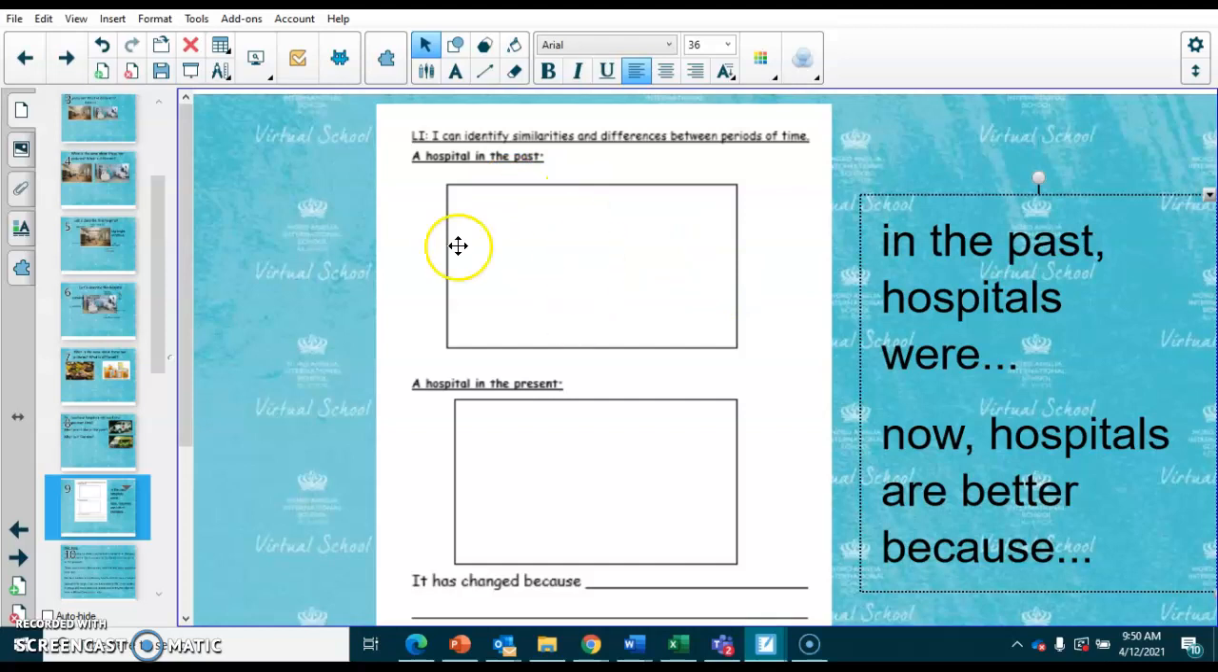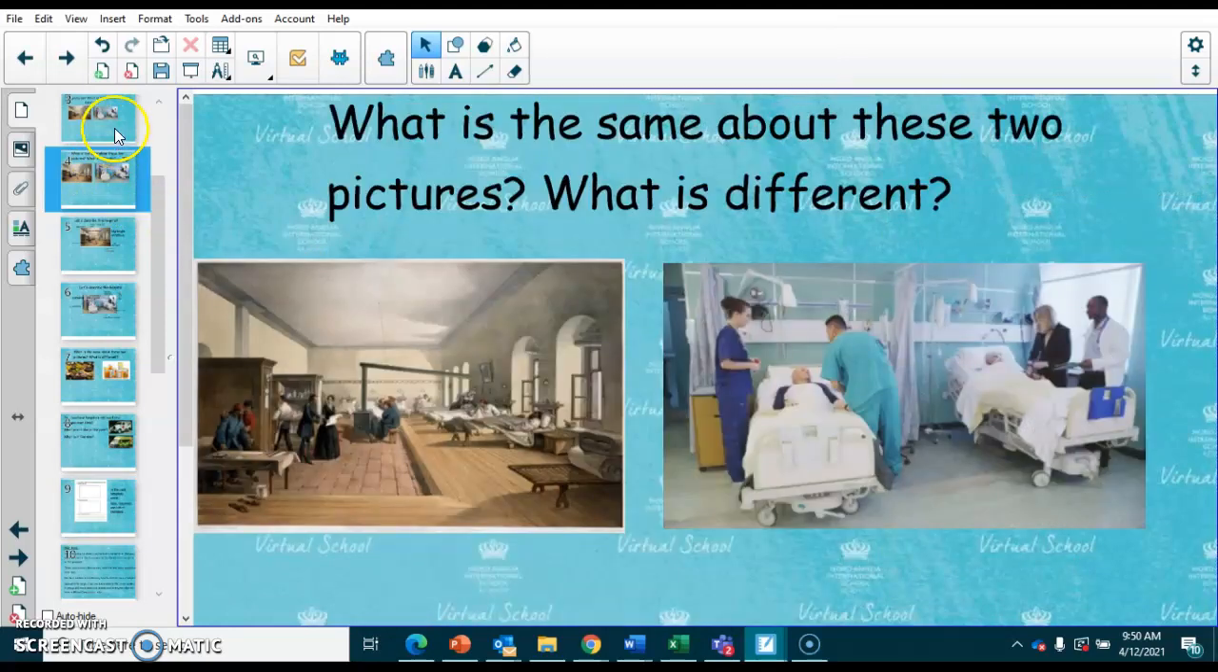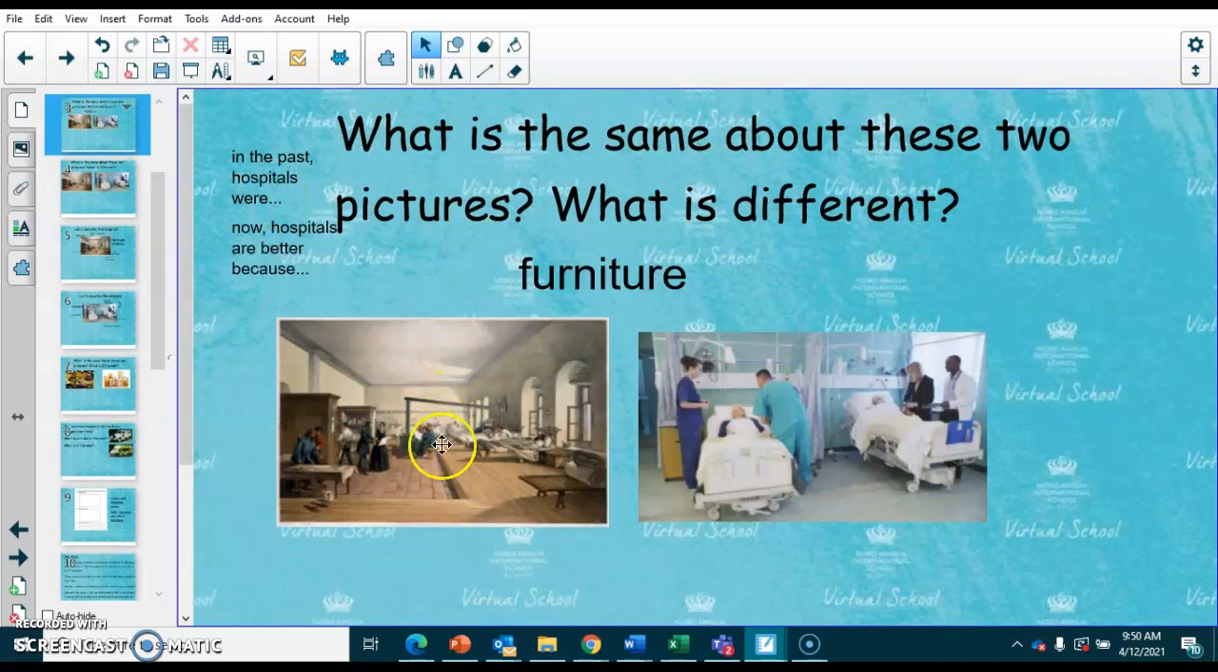So on your sheet, you'd have this, or if you just drew two boxes, you would draw a picture of the hospital in the past and a hospital in the present, and basically I put down these sentences. In the past, hospitals were... and then you'd give your reasons. So you'd look at the pictures. I show the children this picture here. Some of them drew this picture for the one in the past and this one for the present, or they had a go at drawing their own.